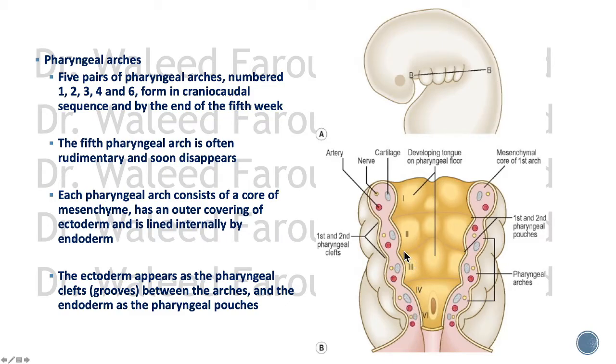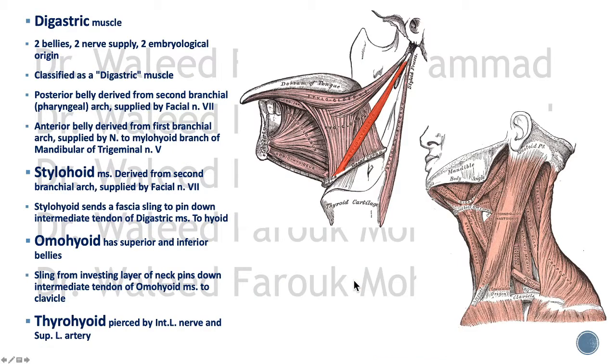So any structure that arises from any individual arch will take its nerve supply from the corresponding cranial nerve. Okay, this is easy. You don't learn them by heart. It's very easy. 5, 7, 9, 10, 10, and that's it. Okay, now let's talk about the digastric muscle.